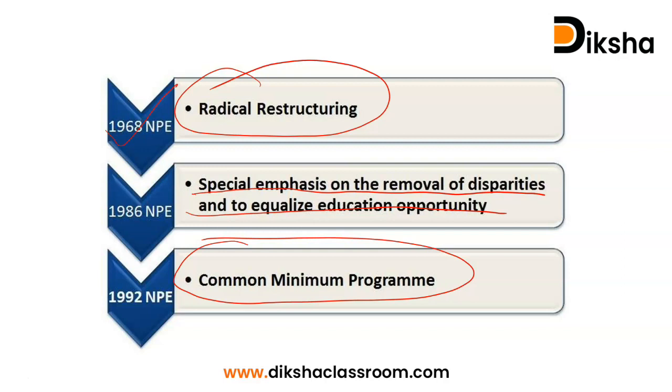So when we analyze the national policy on education, we can basically divide it into three: the 1968 national policy on education, the 1986 national policy on education, and the 1992 national policy on education. The 1968 policy dealt with radical restructuring, 1986 dealt with special emphasis on the removal of disparities and equalized education opportunity, and in 1992 we have the concept of the common minimum program. We'll be referring to all these policies in simple words with regard to this.